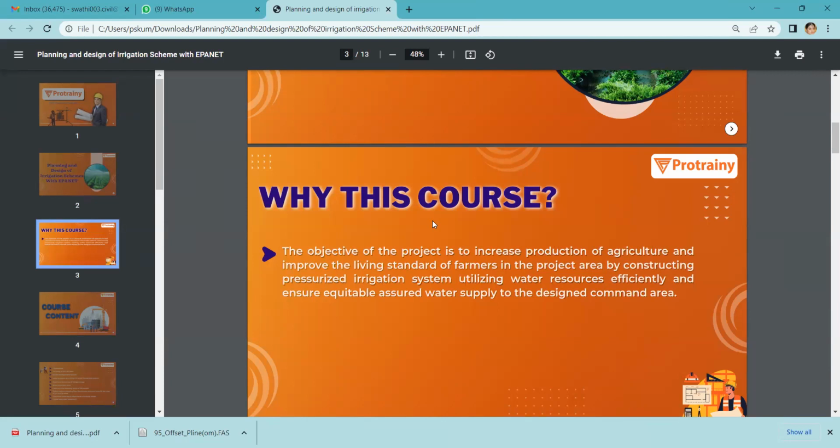Pressurized means where electricity is produced, pressurized irrigation will be provided. Gravity is the tap connection, like that. It is the easy flow, the economical way, to use water resources efficiently and ensure water supply to the designed command area.